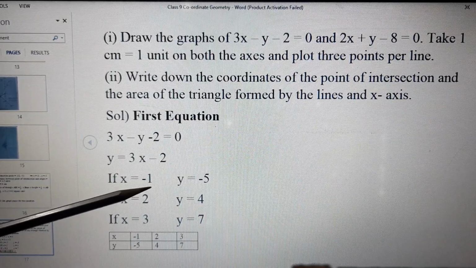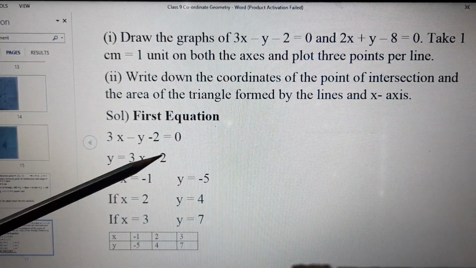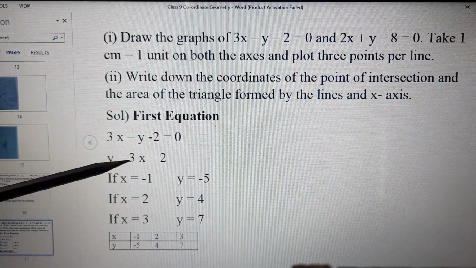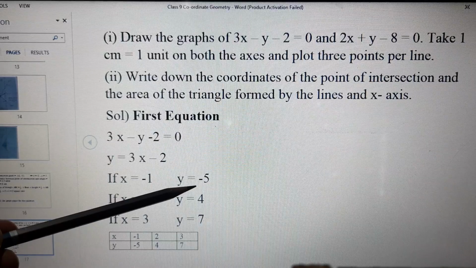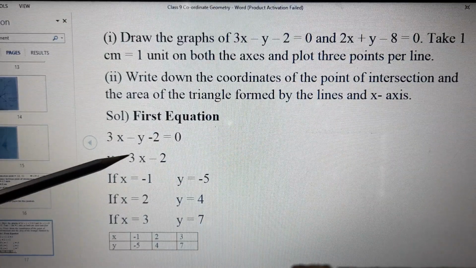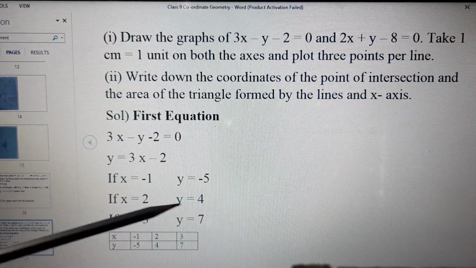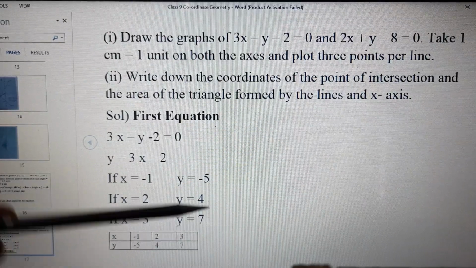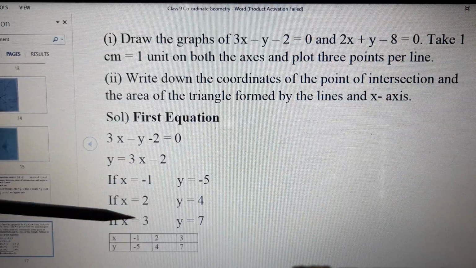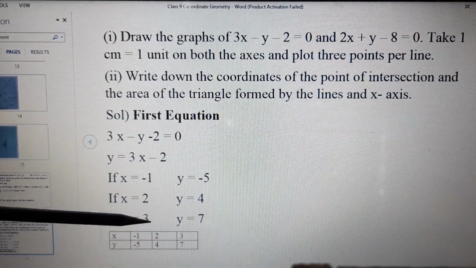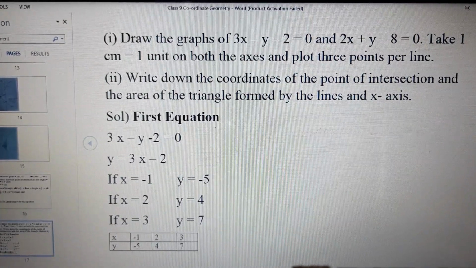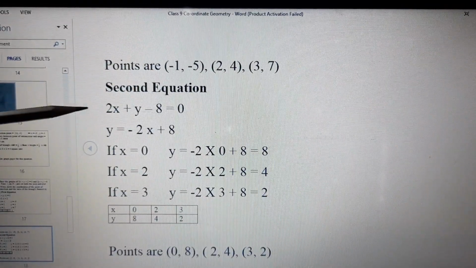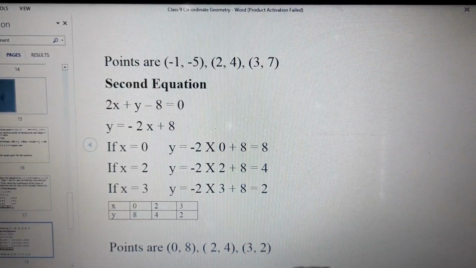So if x is minus 1 here, you can do it verbally. I have not shown it here. So x is equal to minus 1: minus 3, minus 3 minus 2, minus 5. X is equal to 2: 2 threes are 6, 6 minus 2, 4. X is equal to 3: 3 threes are 9, 9 minus 2, 7. So points become minus 1 comma minus 5, 2 comma 4 and 3 comma 7. Are you getting it? Likewise, you will calculate the points for the second equation also.